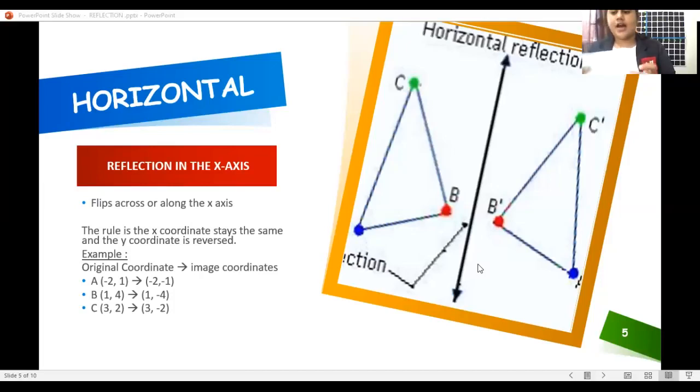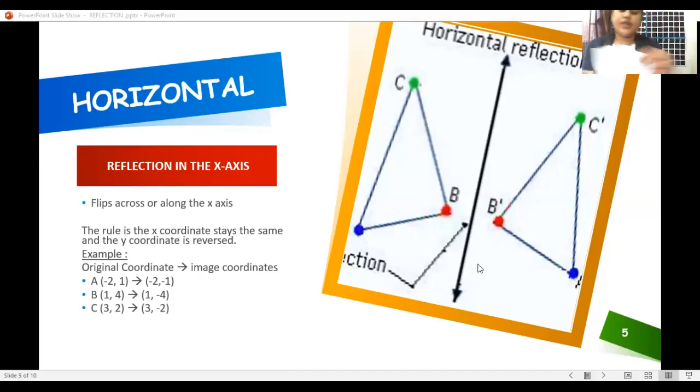Let us look at C now. We go back on our paper and we plot 2, 3. And then we fold our paper and we punch it through. Let us see what we get, Jack. What did you get? 3, what? 3, -2. Correct.